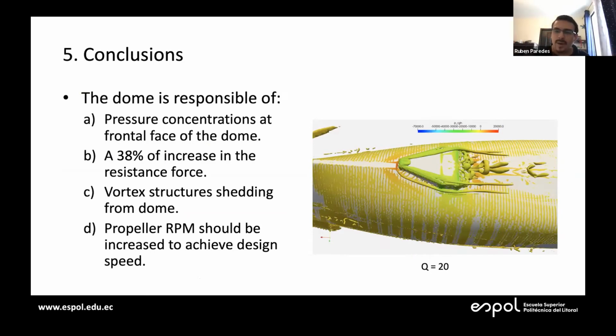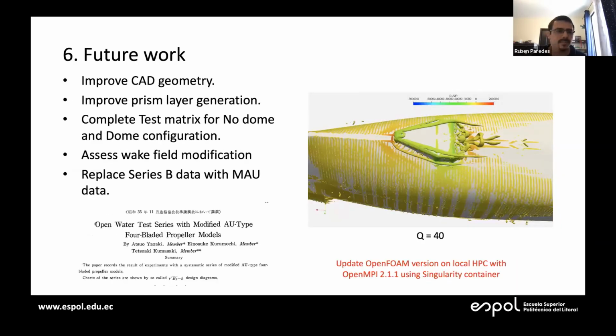So about the conclusions, the dome is responsible for the 38% increase in resistance force. We got some vortex structures that are shedding downstream, and the propellers need to operate at a higher RPM. And what we plan to do in the future is to improve the prism layer generation, complete the whole test matrix that we have designed, and after that, assess the wake field modification.